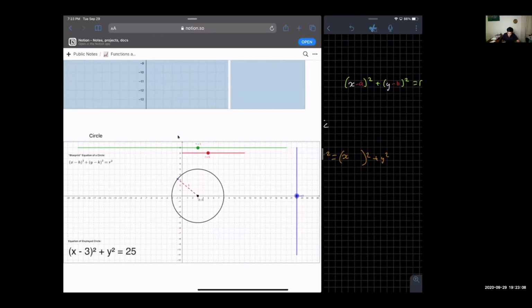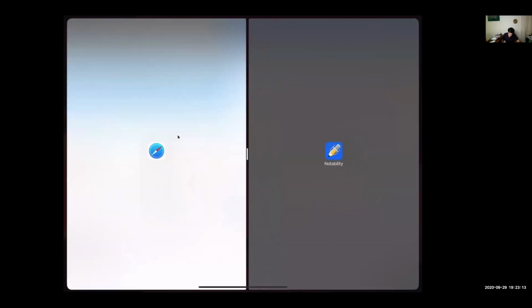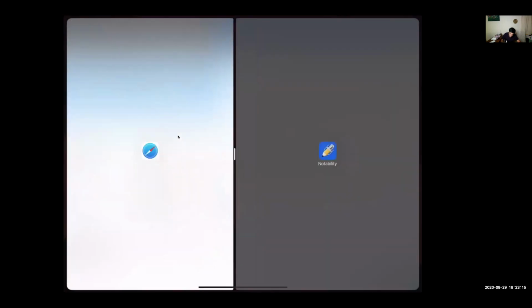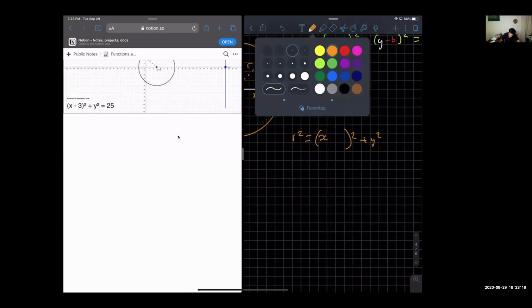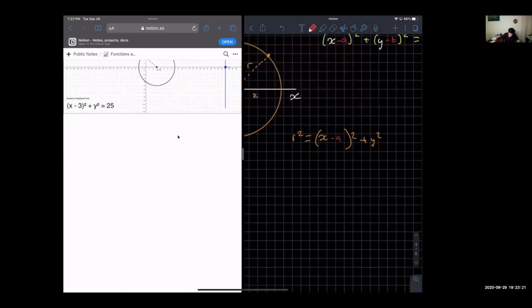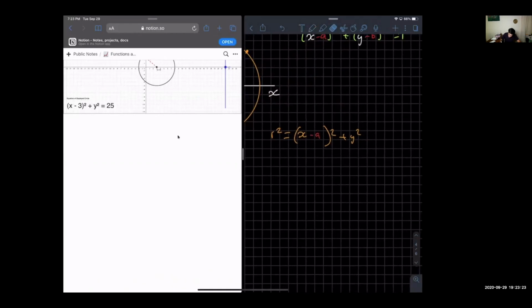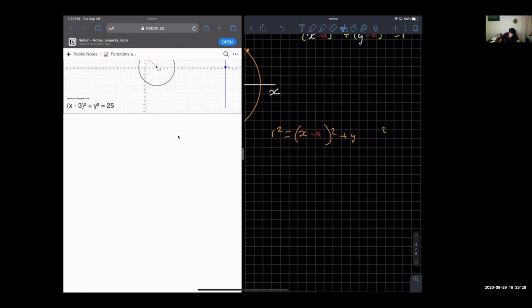But this is essentially how the circle form comes about, because you are changing the x and y values by this b value or a value. So in here, we're changing x by negative a, and that's how you're moving it. And over here, you're changing y by negative b. Okay? That's how this comes about.